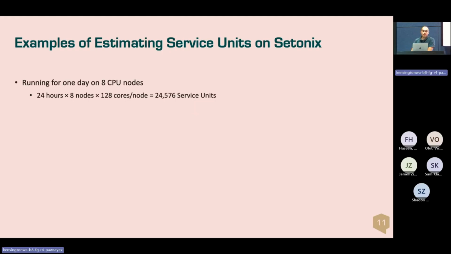So here are a few examples. So far, any questions so far? Okay.